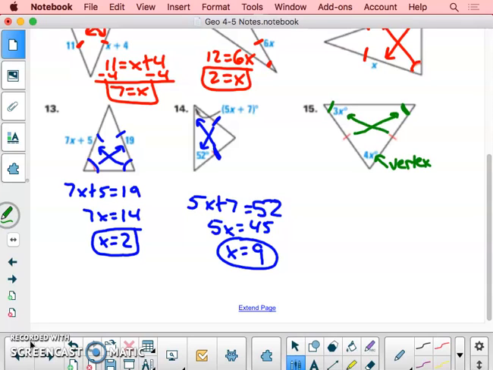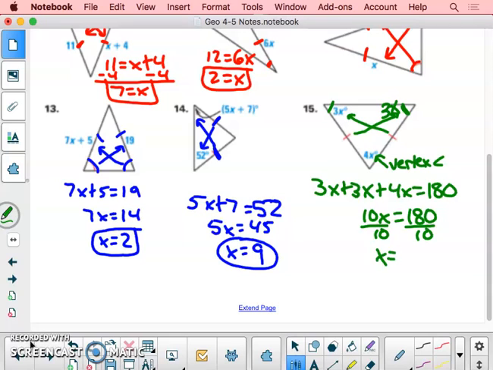To get around this, if there's a 3x in this corner, we could put a 3x in that corner, and now we can use 180 to solve. Since they gave us a vertex angle, we need to do it a different way. There are two 3x's and then a 4x that all make 180. 3 plus 3 plus 4 gives us 10x equal to 180. When we divide by 10, x is 18. We could plug that back in and everything should make 180.